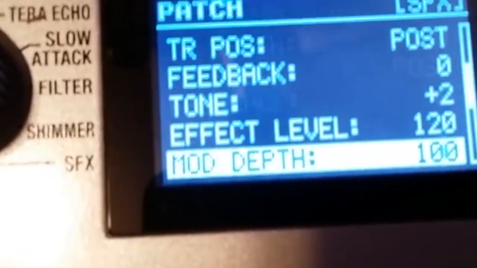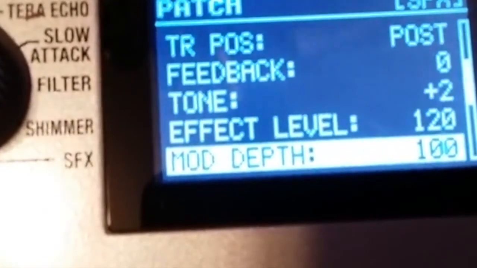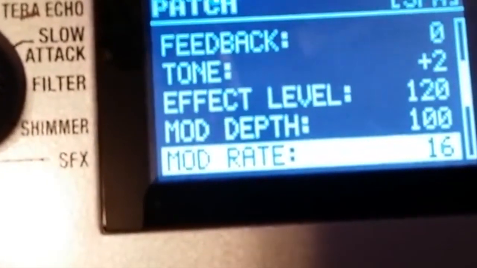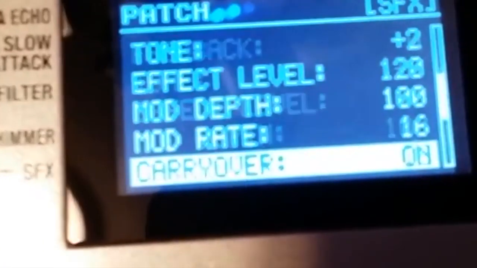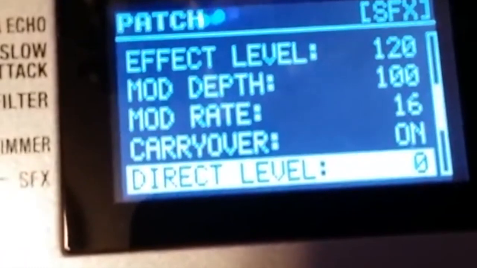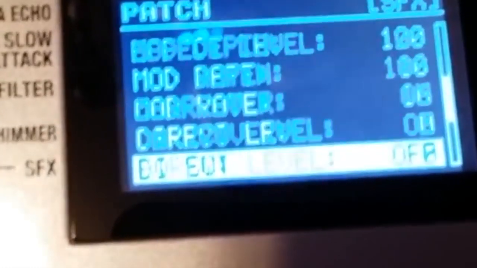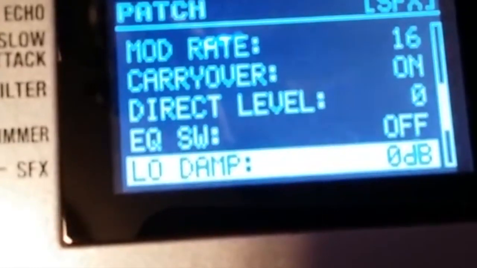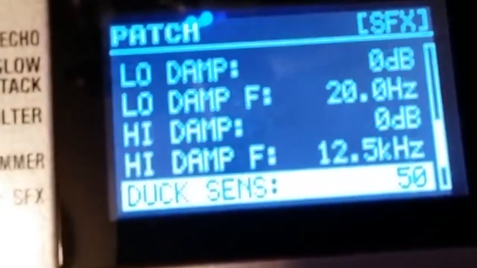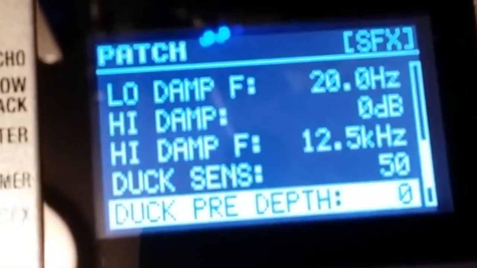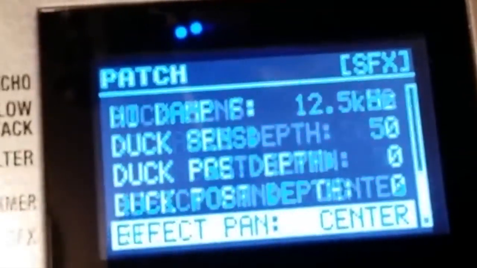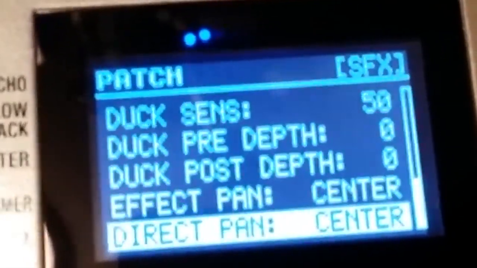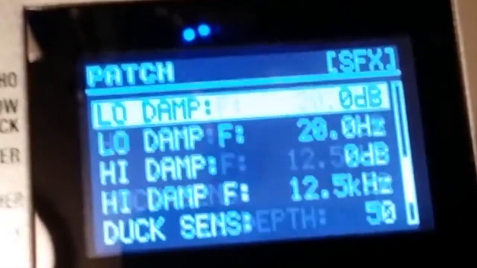Effect level's got to be all the way up. I didn't realize I have modulation, but it's in there, so whatever. Direct level is all the way down. The rest of it I haven't monkeyed with. You can mess with all the EQ stuff. And then I've just got it aimed at the center channel.